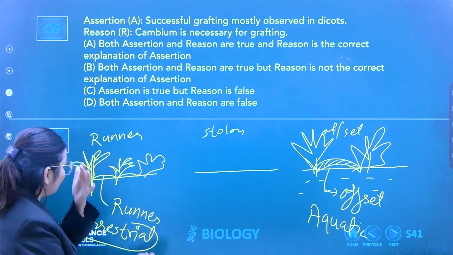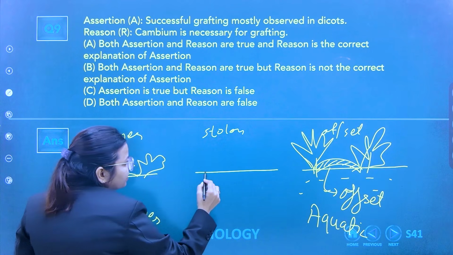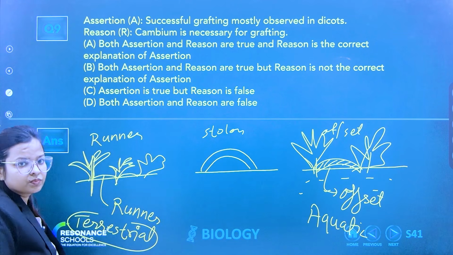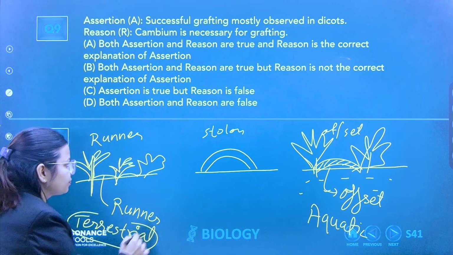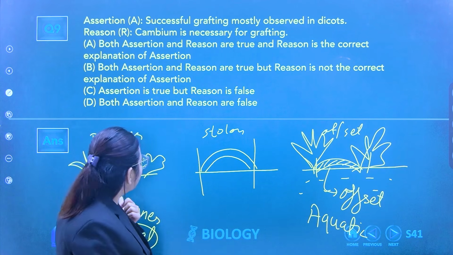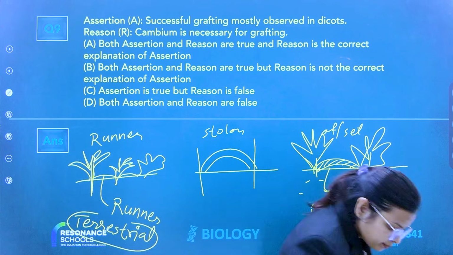What is in stolon? Stolon is similar, but the arch is bigger. This is your stolon. Here a plant, here also a plant. So this is your runner, stolon and offset.